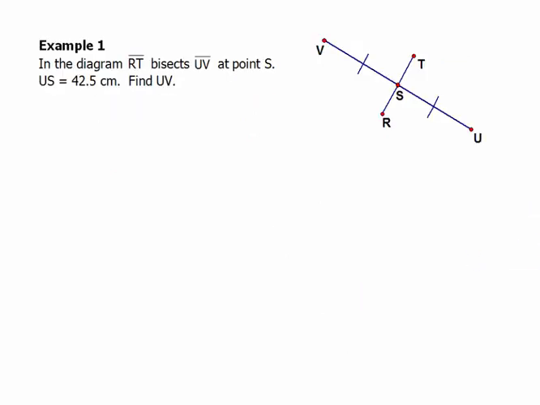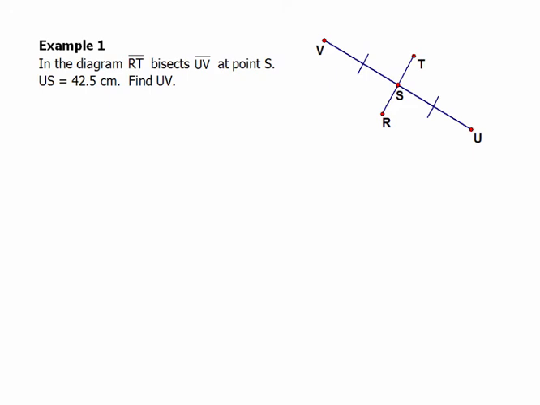Now let's go ahead and take a look at our first example. It says in diagram segment RT bisects UV at point S. US equals 42.5 centimeters. Find UV. So there's going to be several different things we're going to have to take a look at here, but based on our drawing and based on the information we're given, what I want to do first is let's fill in the information that we have.